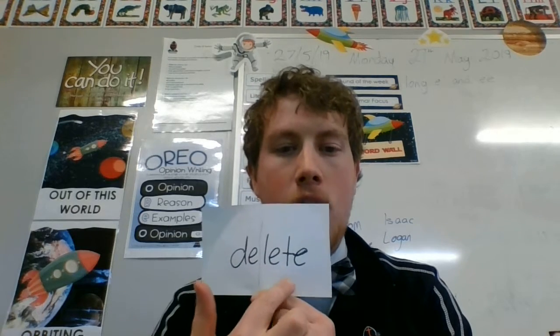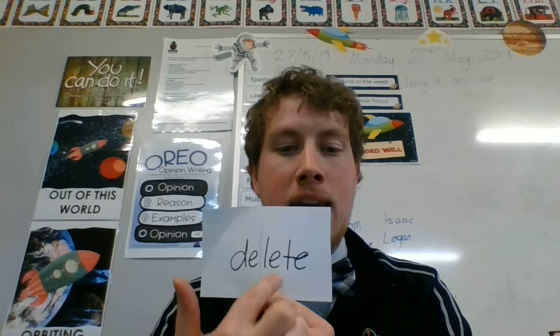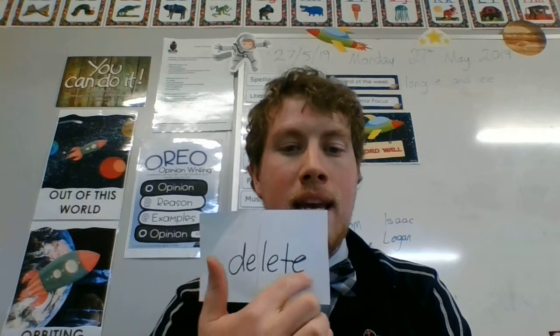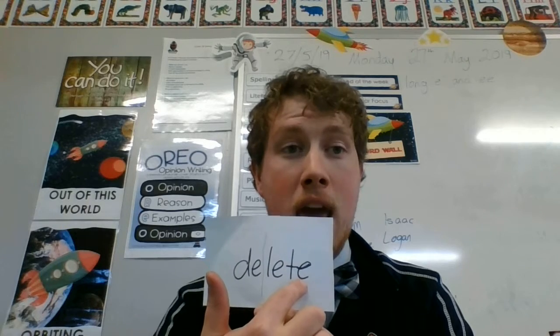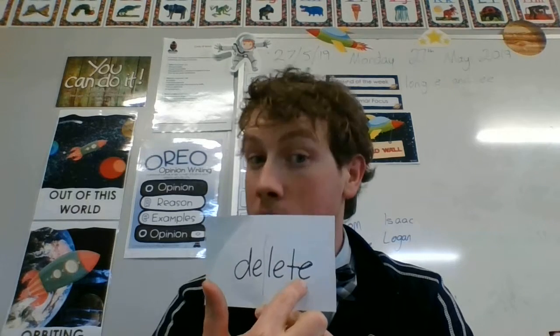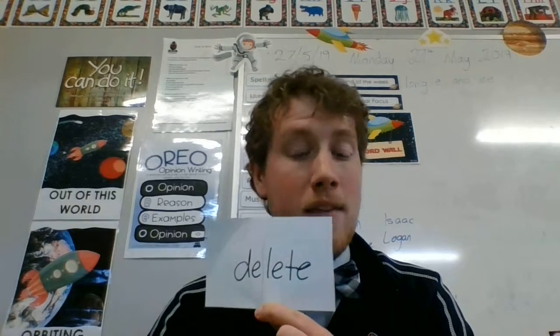Then in the second part of delete, we have the E underscore E, because it goes E-T-E. In this case, because it's at the end of the word, that's a bossy E, also known as a magic E or silent E, and it's telling that one to make the long vowel sound.